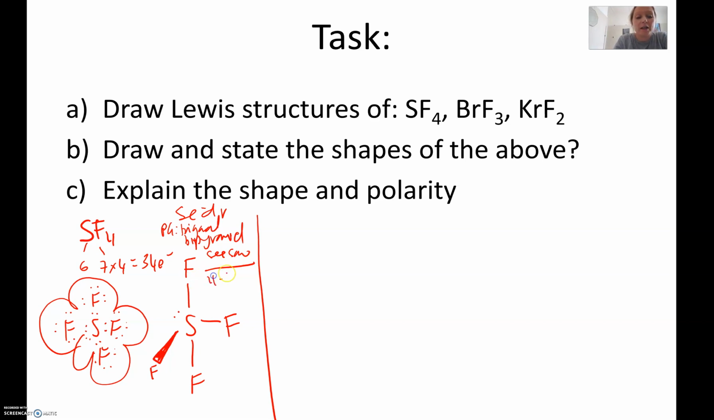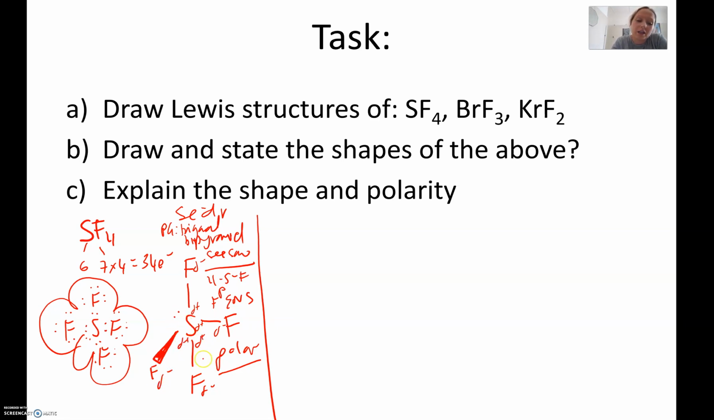There are 4 S-F polar bonds, and that's because F is more electronegative than S. This shape is not symmetrical due to that lone pair. The dipoles do not cancel, and this structure is polar. I hope that makes sense. I'm just going to draw the polarity in for those who might be confused. Because F is more electronegative, it's slightly negative, and S is slightly positive.